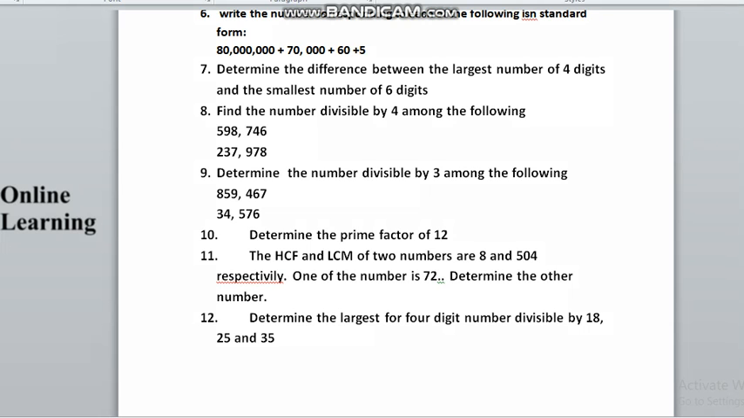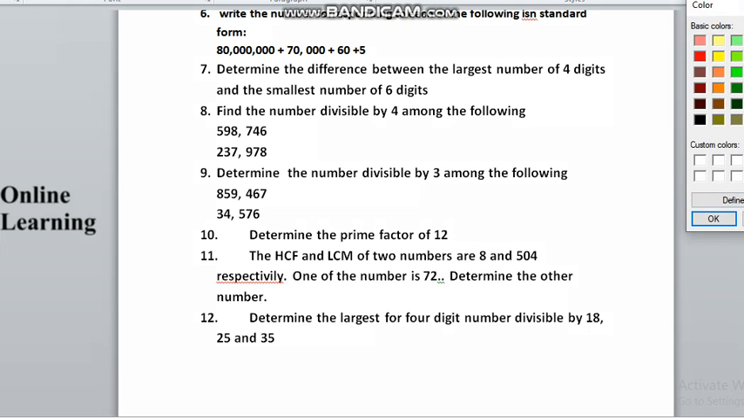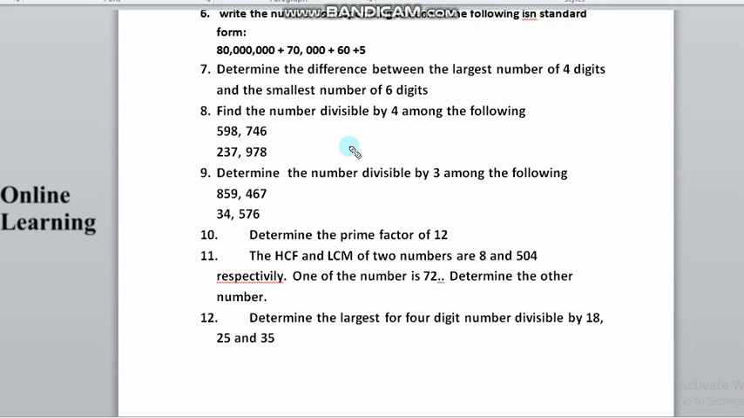The next question is about divisibility. We have to find the number which is divisible by 4 among these. For divisibility by 4, we have a rule that if the last two digits are divisible by 4, then the whole number will be divisible by 4. Otherwise, if a number has 2 zeros at the end, then it will be divisible by 4. But here we have 9 8 5 9 8. We have to find if 98 is divisible by 4, then the whole number will be divisible by 4. Is 98 divisible by 4?